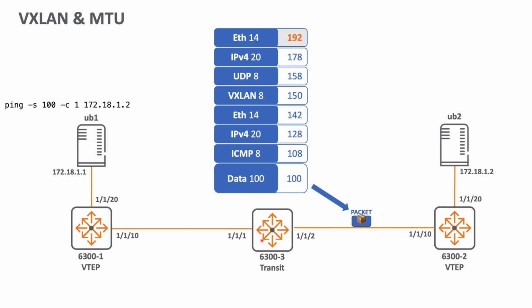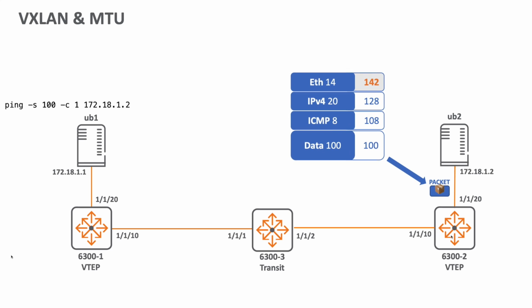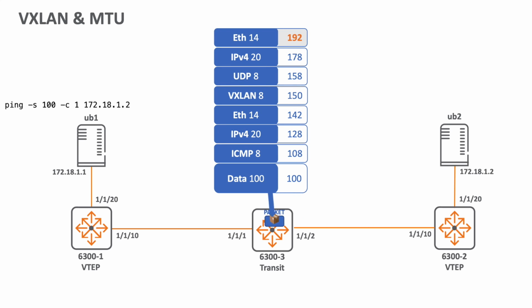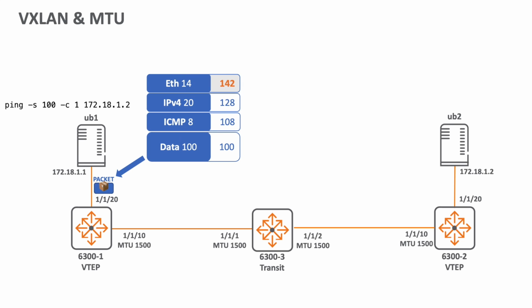It will traverse the transit here, but the packet size stays the same. And then it will be decapsulated by -2, so we lose those outer headers, and it goes back to 142 on the wire. And then in reverse, encapsulated through the transit and decapsulated as the ICMP echo response returns back, and we get a successful ping.